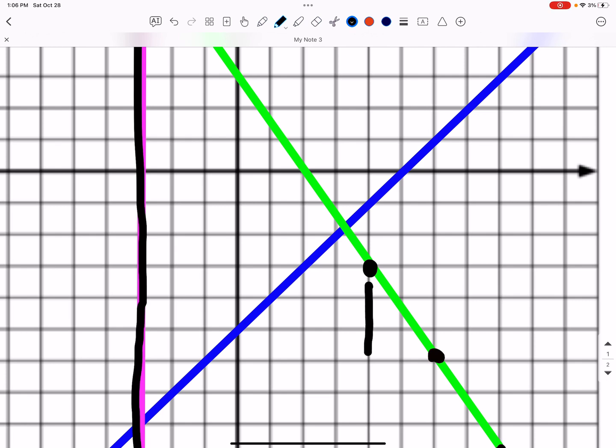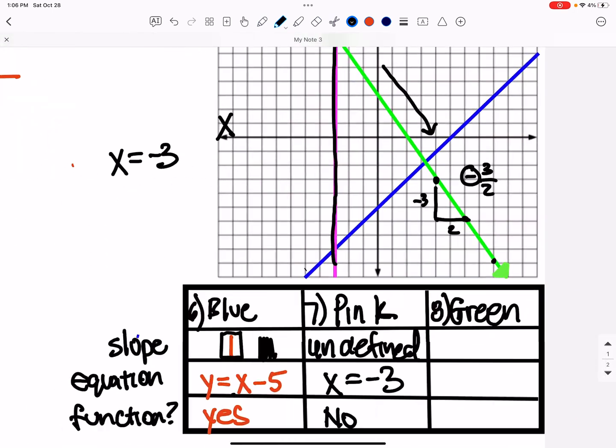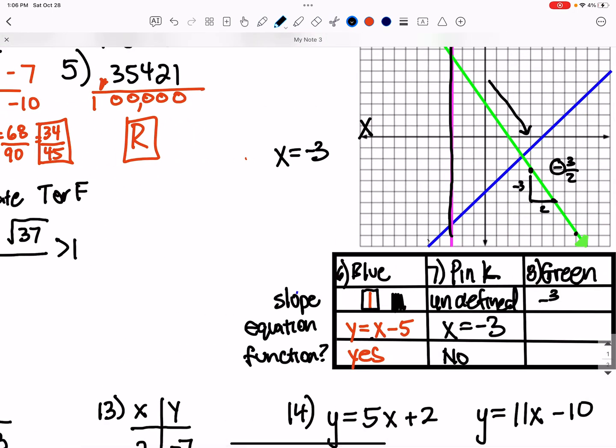Down 3 over 2. Down 3 over 2. You might have just said 3/2, but if you put your right arm up, this line is going down using your right arm. So it's negative down 3 over 2. So the slope is down 3 over 2. Once you get your slope, you just write down 3 over 2 with the x.